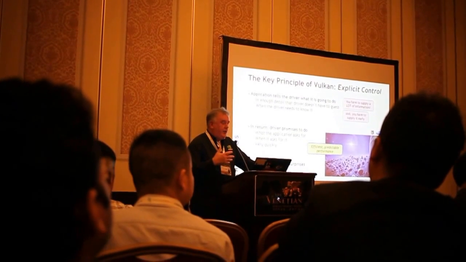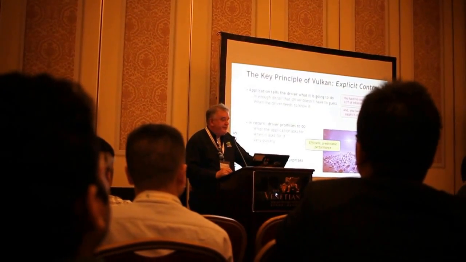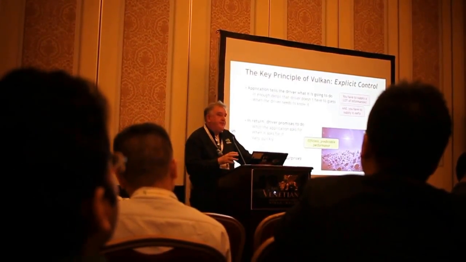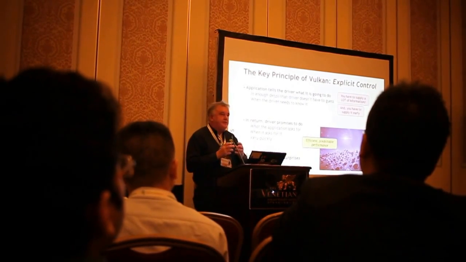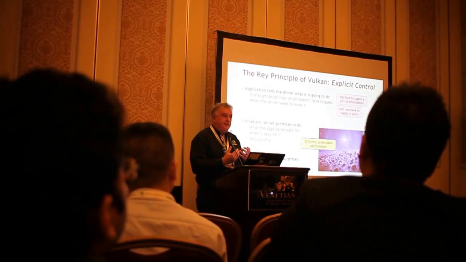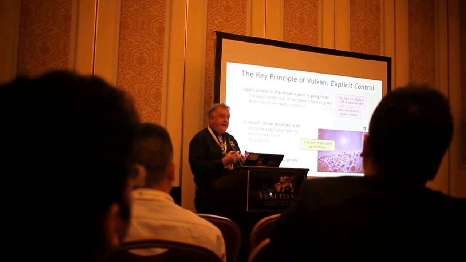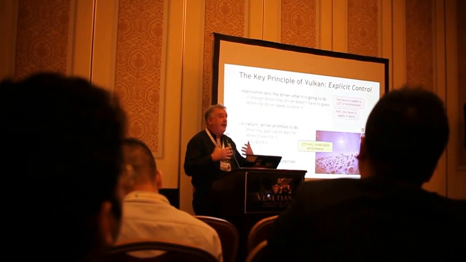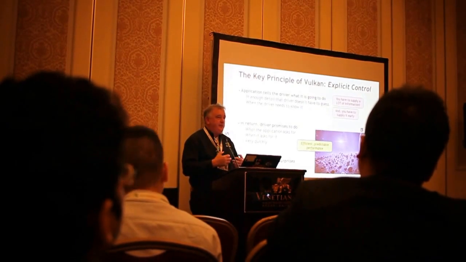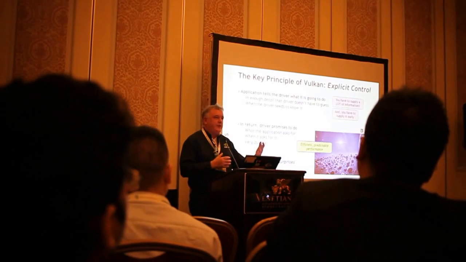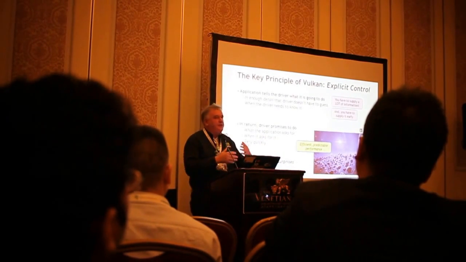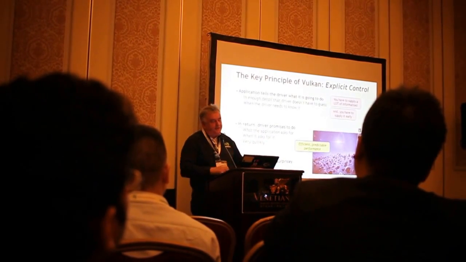So, what are the pros and cons of this explicit control? What does it mean to a developer? Essentially, what it means is that the driver is going to be told what to do, and for efficiency, we want to be told what we're going to do ahead of time. That means we don't have to stop in the middle of rendering a frame and say, okay, what is it you want me to do again? We want to have all the information we need up front.